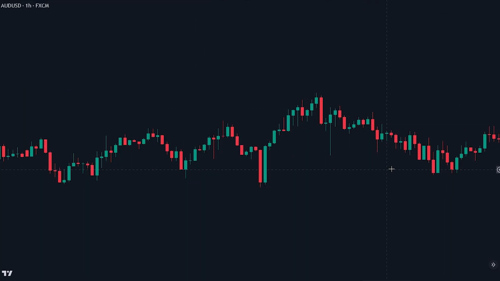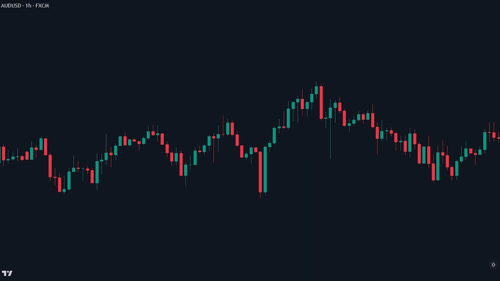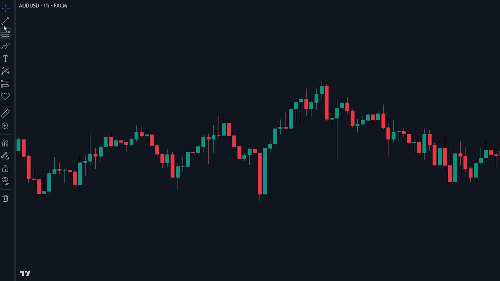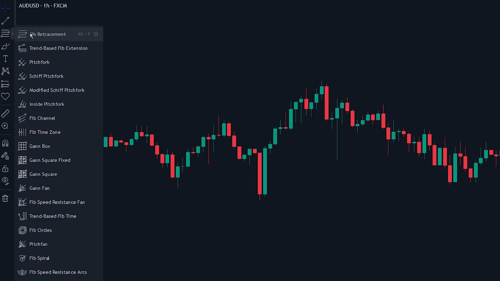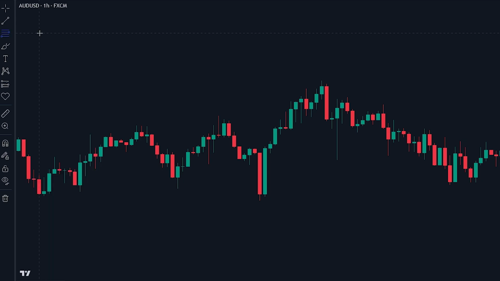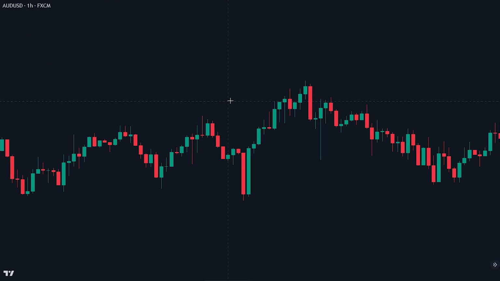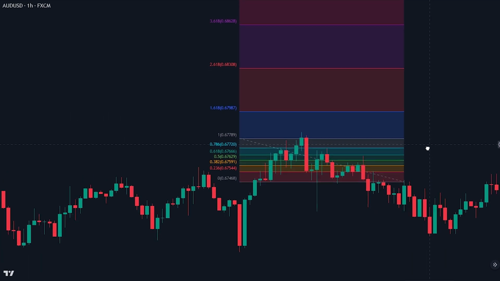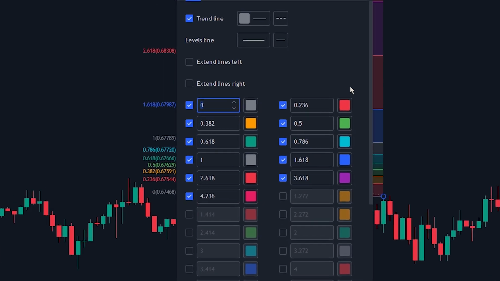Let's first go over how we will add the Fibonacci tool to the chart. To do this, we will first need to head over to the left side of the screen where the toolbar is located. Now click on the arrow to unfold the hidden tools and select the Fibonacci retracement tool. Once you have done that, you will be able to click anywhere on the chart to add the Fibonacci retracement to the chart. If we now double-click on it, we will be able to see the settings.